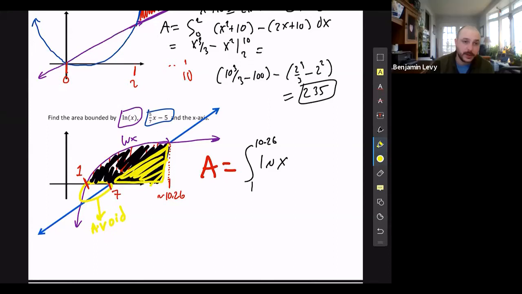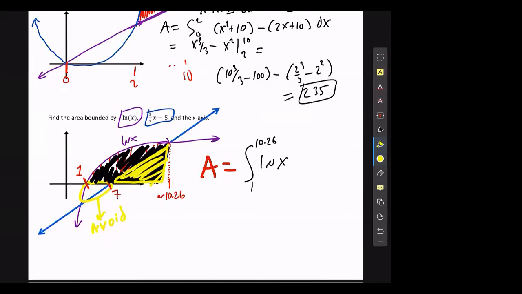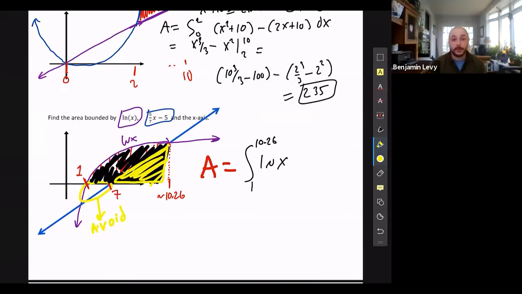So this is where the thing we want to avoid is. That was a good thought. Could it be between 7 and 10.26? Yeah, we just want the part from 10 to 10.26. So we want the chart I've shaded in black. We want to subtract off the part I've shaded in yellow.